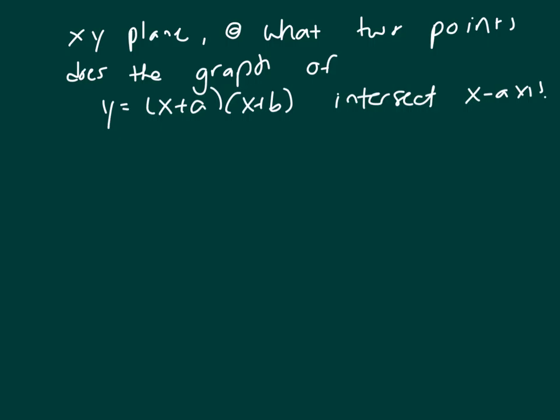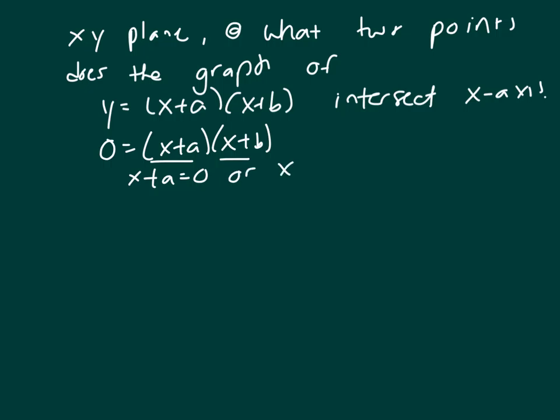To find your x-intercepts, you would let y be 0, and that would leave me with x plus a times x plus b. And then you'd set each one of those equal to 0, because the only way you multiply two numbers together and get 0 is if one of them's 0. So x plus a equals 0 or x plus b equals 0, and x equals negative a or x equals negative b. I may not need to do that. I'm not sure why I did.